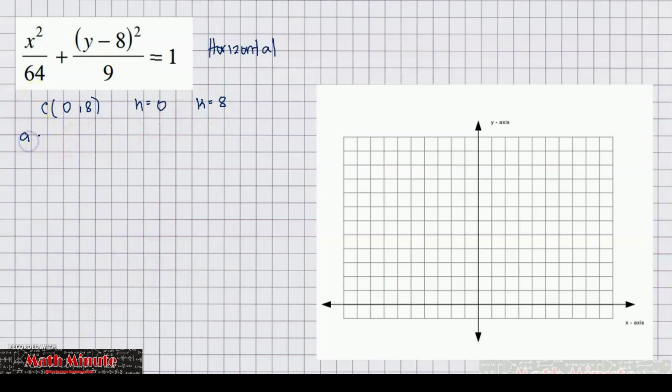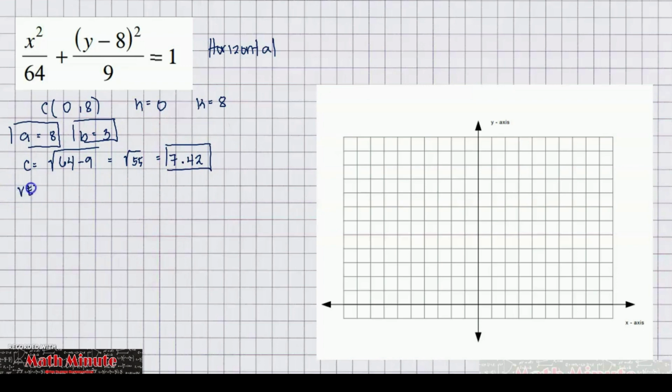So the value of a here is the square root of 64, which is 8. The value of b here is 3, since 3 is the square root of 9. And for the value of your c, that will be the square root of 64 minus 9. And 64 minus 9, that would be the square root of 55. And the square root of 55 would be approximately 7.42. So we already have A, B, and C.